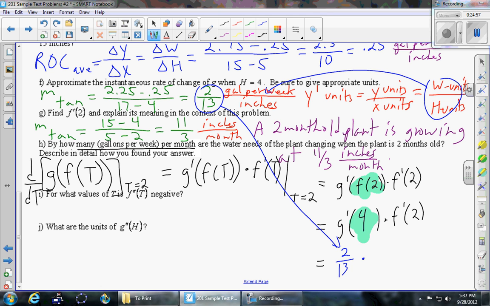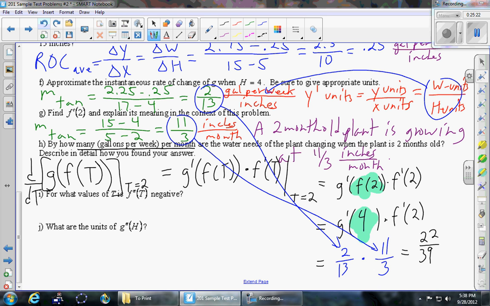Okay, f prime of 2 is actually just what we found in the previous question. There it is, f prime of 2. So f prime of 2 we found was this 11/3. We throw it over here. Multiply our fractions across, 22/39. And then I guess that's it.